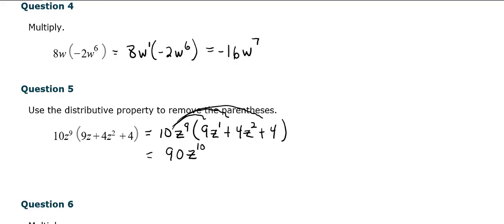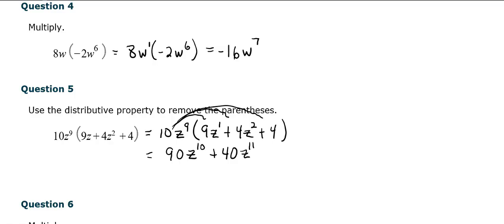Next, we multiply 10z to the ninth times 4z squared. So positive 10 times positive 4 is positive 40. And again, we add our exponents. So 9 plus 2 gives us z to the 11th.